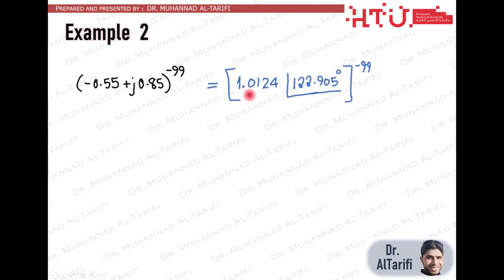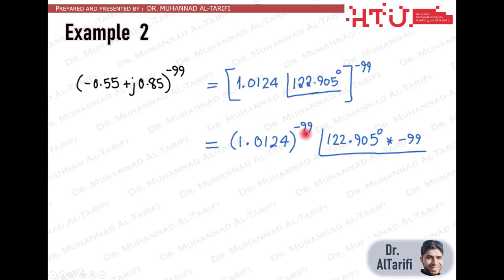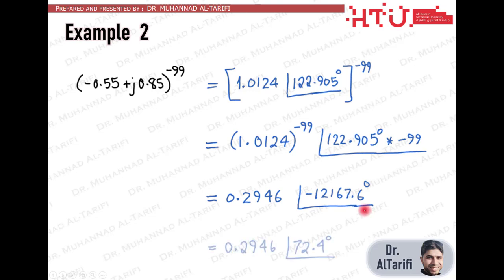To apply it, we first need to write the base in polar form. Then we raise the magnitude 1.0124 to power minus 99 and multiply the phase 122.905 degrees by minus 99. We then evaluate all numbers and obtain a magnitude of 0.2946 and a phase of minus 12,167.6 degrees, which is equivalent to 72.4 degrees if we add 360 degrees 34 times.